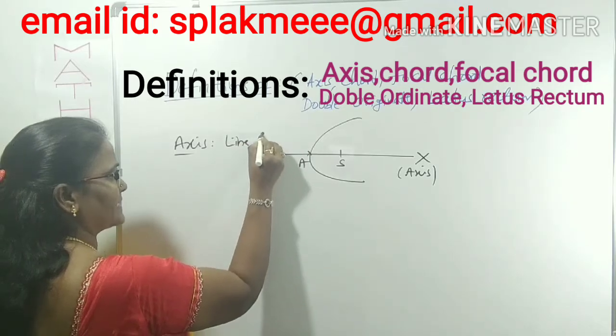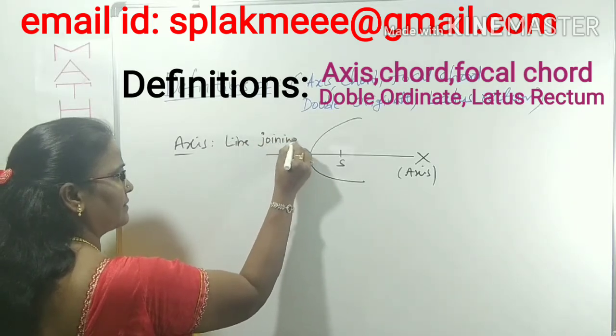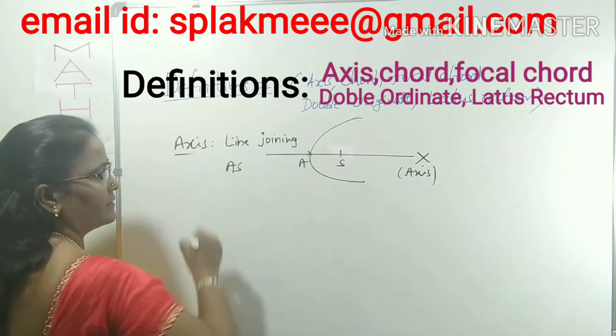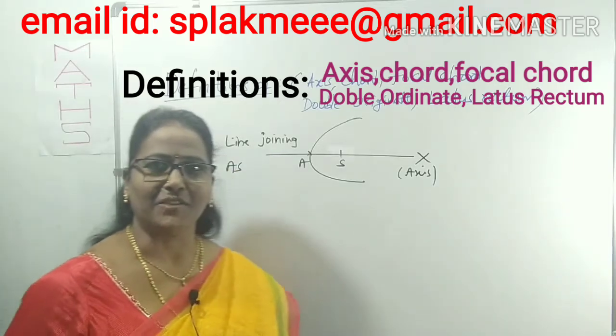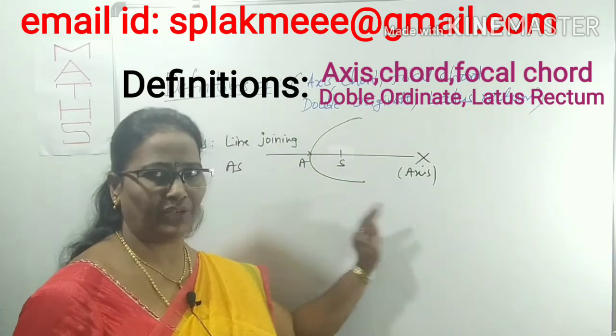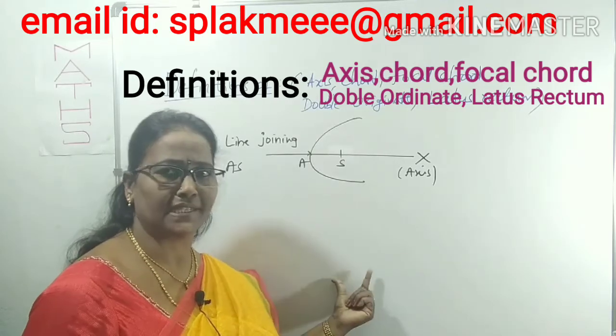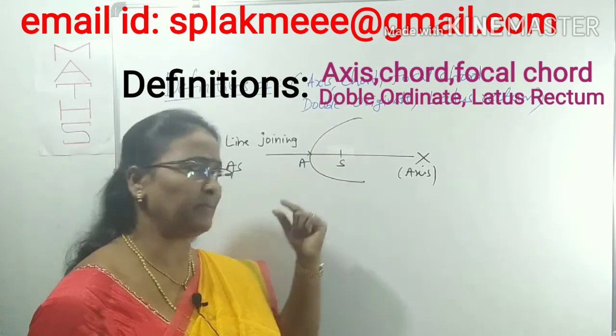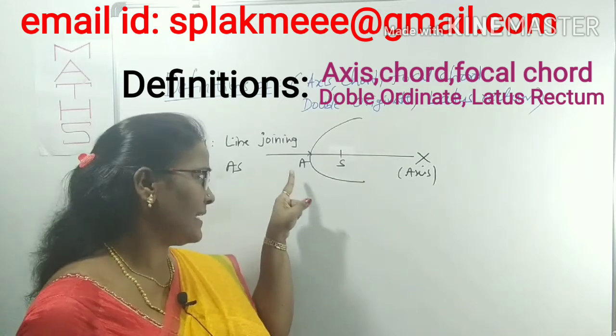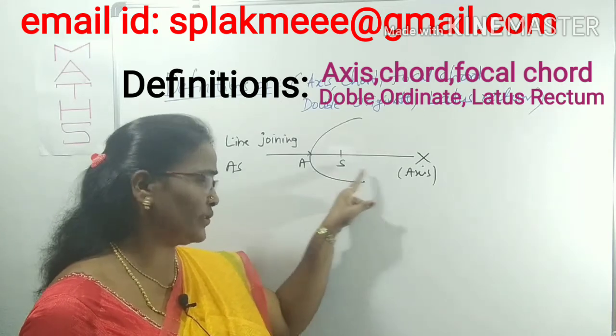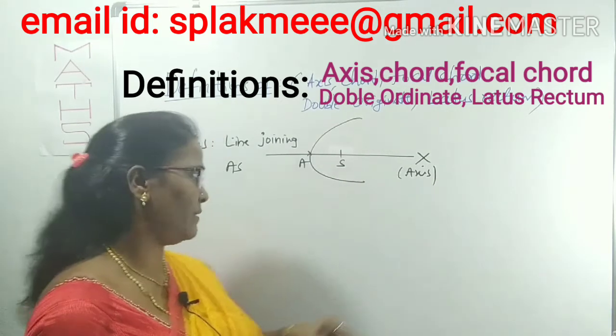Line joining S. That is only the axis of parabola. Not only parabola, for every conic it is, but I am discussing the parabola, that's why I am mentioning it as a parabola, which is called an axis. The line joining the vertex and focus is simply the axis of parabola.